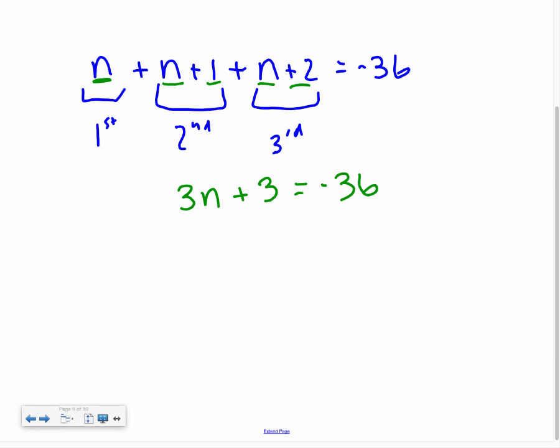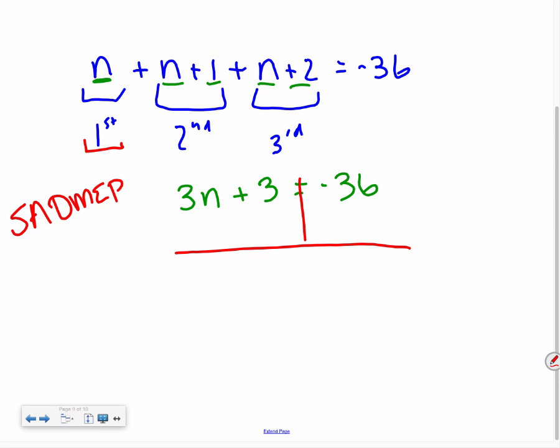Now, this just looks like every other problem that we've been doing today. We want to solve for n. And once we solve for n, once we get an n equals, we're going to have our first number, right? Because our first number is represented by n. Okay, so if we want 3n by itself, doing order of operations backwards, I'm going to start with addition and subtraction. It means I'm going to subtract 3 from both sides.